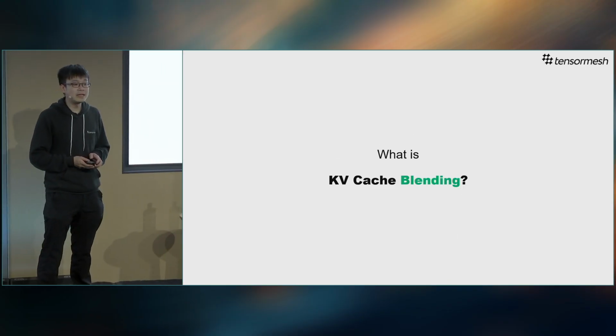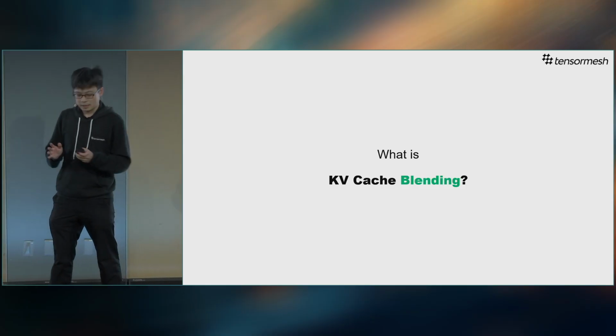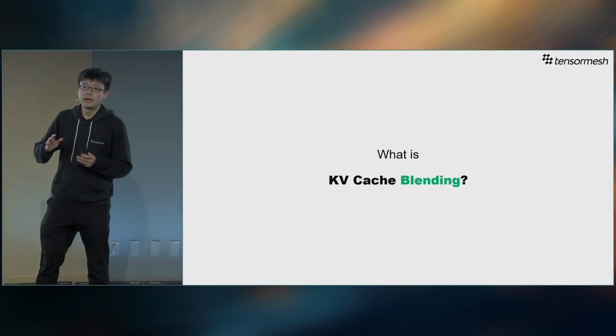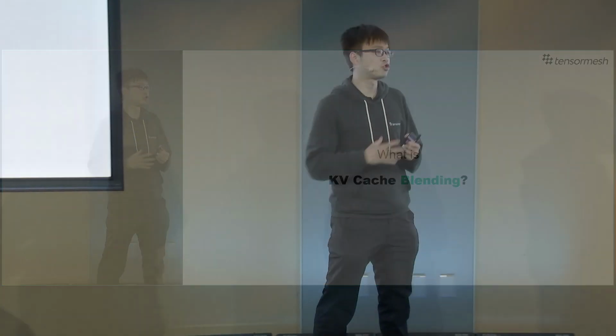Because I want to talk about another research direction called KV cache blending. Now, what is KV cache blending? It's a totally different scenario. KV cache compression is to make each KV cache smaller, so you can store more of them. KV cache blending is to make each KV cache more reusable, so it can be reused in more scenarios.